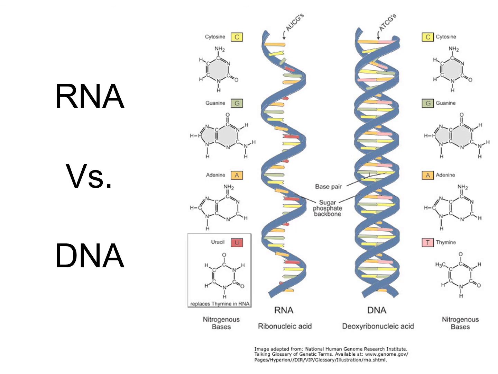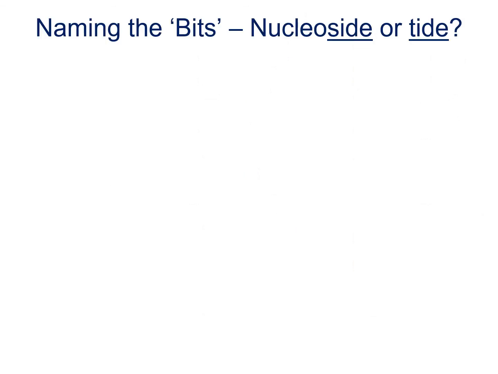Finally, we have a difference when it comes to the bases, and it's a small difference. In RNA, we have something called uracil, and in DNA, that's replaced by thymine. They are quite similar. Let's talk very briefly about how we name the bits and pieces that make up nucleic acids. For instance, when should you use the term nucleoside and when should you use the term nucleotide?